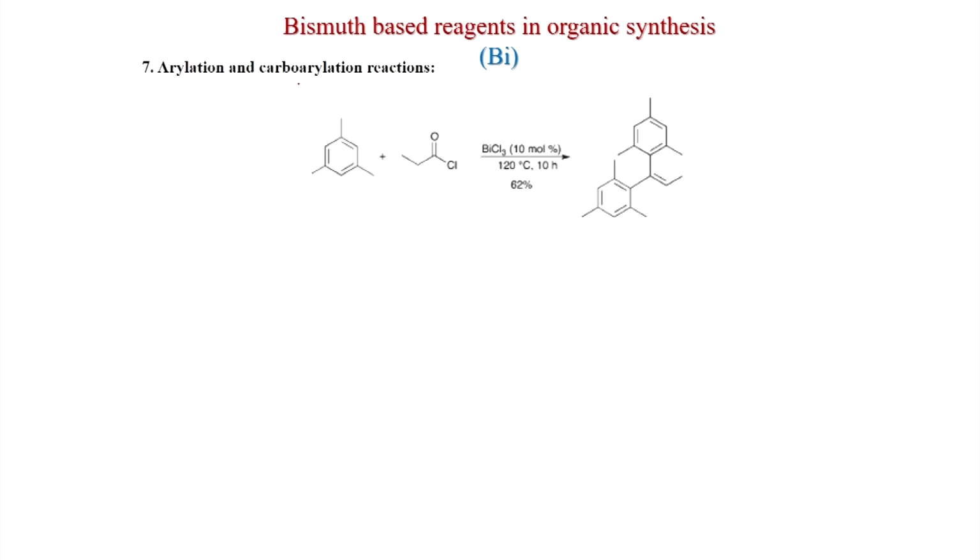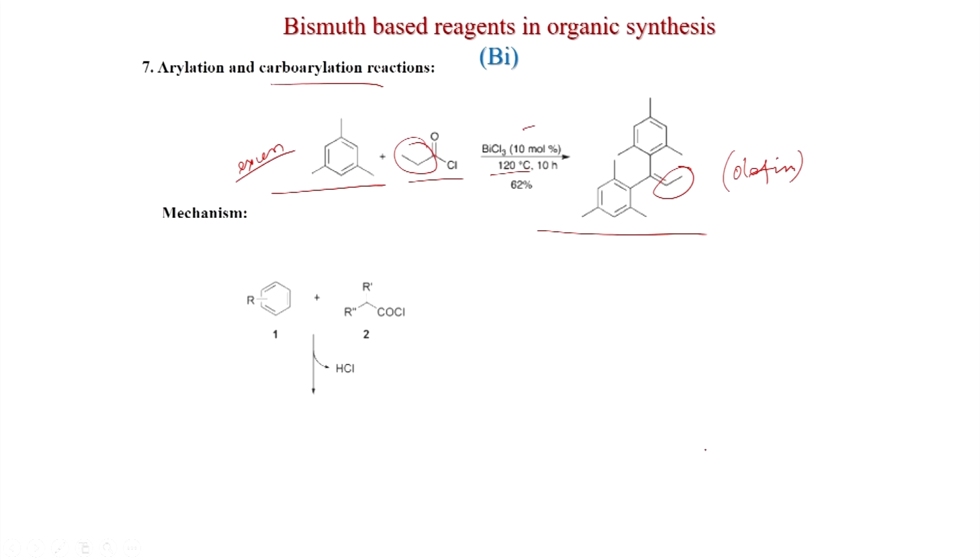Now, we will discuss arylation and carboarylation reaction. So, if you use mesitylene with acid chloride with bismuth chloride 10 mole %, 120 degree centigrade, this of course you have to use in excess, and you get this olefin. This is a very interesting reaction, olefin is formed here, with this group coming from this also, of course.